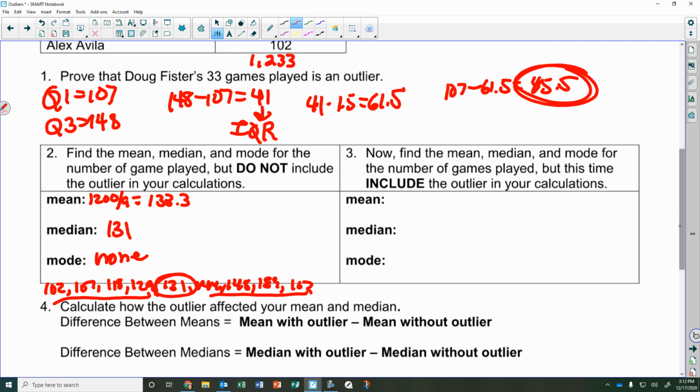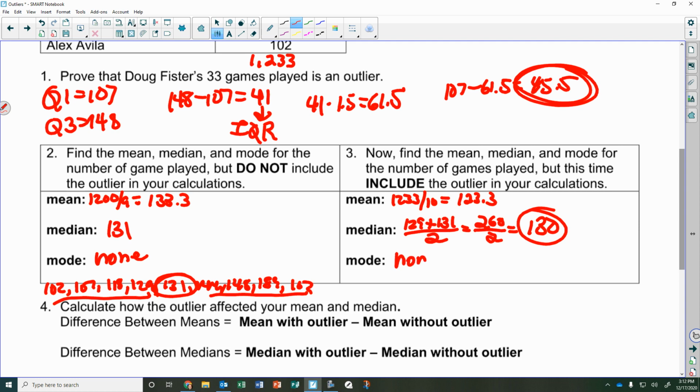Okay? Now, if we include the outlier, which is in number 3 on the table to the right, now we have 1,233 in 10 pieces of data, which is 123.3. The median is now the middle. Remember, it was 129 plus 131 divided by 2, which is 260 divided by 2, which is 130. Okay? And again, there's still no mode. There's nothing that appears twice.